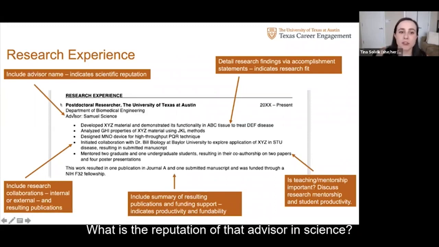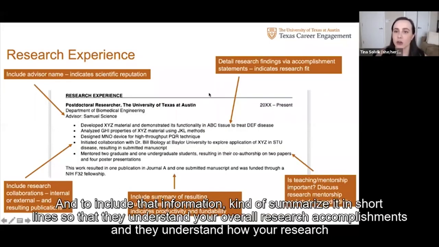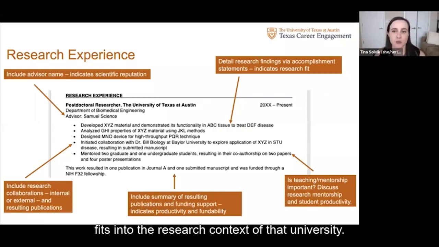Your first few bullet points are going to be research accomplishment statements. Did you develop a new technique, or characterize some sort of disease or some sort of mutant cell type? Include that information and summarize it in short lines so that they understand your overall research accomplishments and how your research fits into the research context of that university.